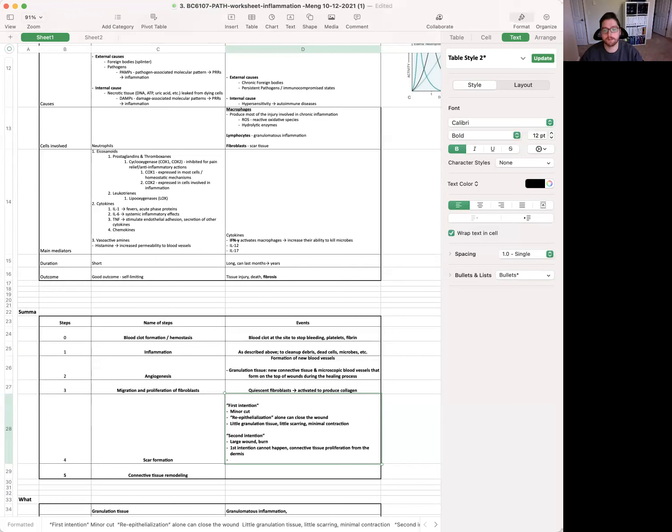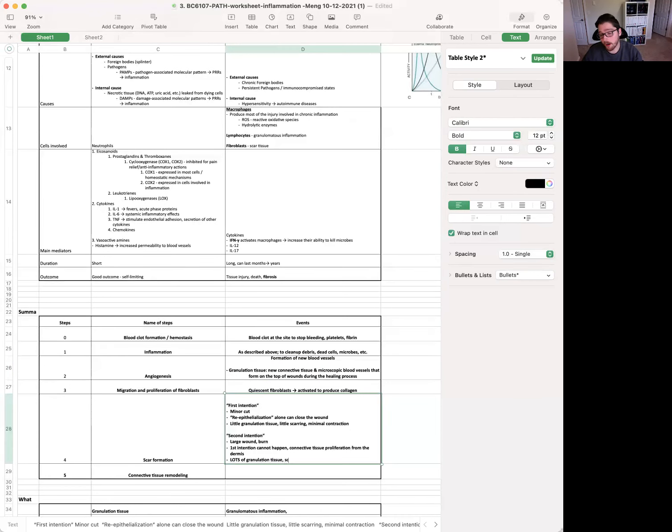And because of this, we're going to have a lot of connective tissue proliferation, a lot of angiogenesis. We need a lot of material, so we're going to build some more blood vessels. We're going to lay down a lot more connective tissue. So what is that a great combination of? That's granulation tissue. So lots of granulation tissue.